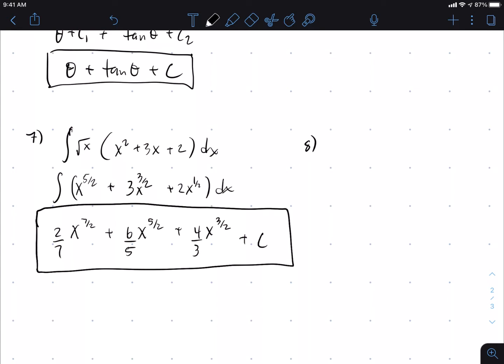Do you want another one to try? Yeah. Okay. Actually, let me do one. I want to do a definite integral one where we use the fundamental theorem of calculus part 2 so you guys can see it. And we'll go from there. So here we go. The integral from 1 to 2 of 1 over x squared minus 4 over x to the third dx.